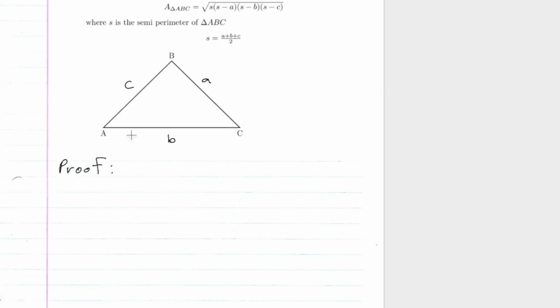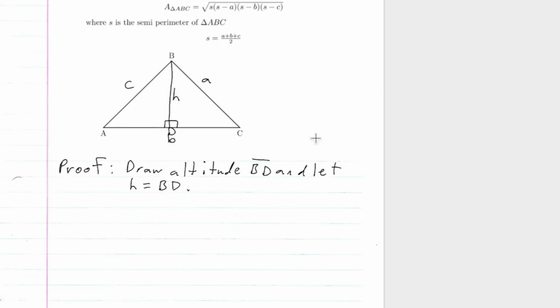So first off, we're going to draw altitude BD and let h equal BD. All right, so let's draw our altitude. We're going to call that BD, and then this will be called h. All right.